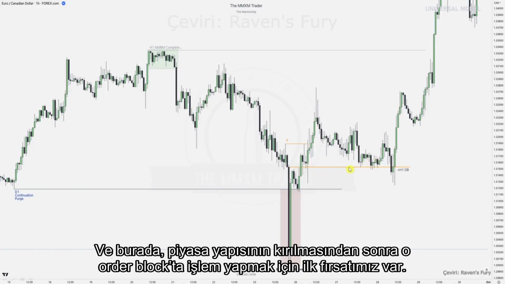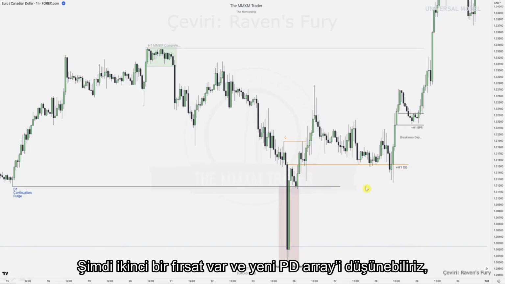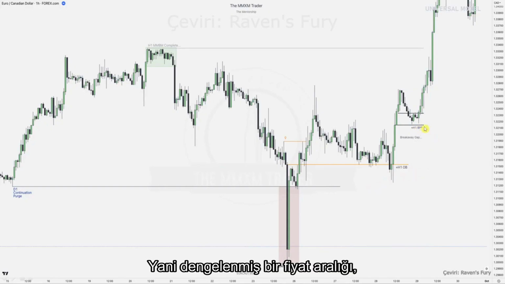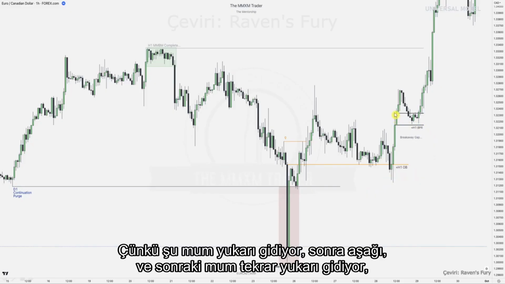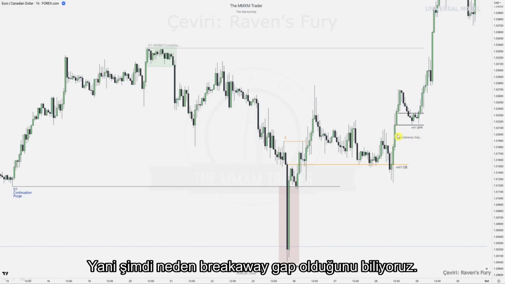And we can see over here we've got a first opportunity to get in on this order block after that break of structure. Now there is a second opportunity to get in, and think about that new PD array, right? That redelivered, rebalanced PD array, that BPR, a balanced price range, right? Because we have this candle go up, go down, and then the next candle going up once again, creating a balanced price range over here, and thus creating a breakaway gap, right? So now we know why there are breakaway gaps.